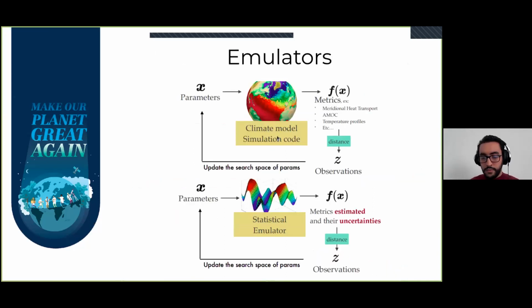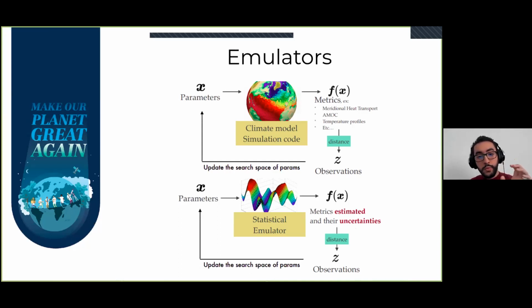So emulators do the following. It's not very complicated. Instead of having the climate model, you have some sort of statistical emulator that tries, of course it's not perfect, to give you the same metrics that the climate model would give, and they have uncertainties, of course, because they are not perfect. But the advantage of statistical emulators is that they are very fast to run. They can use simple machine learning techniques that could be run on GPUs, for example. This is the idea behind emulators, okay?